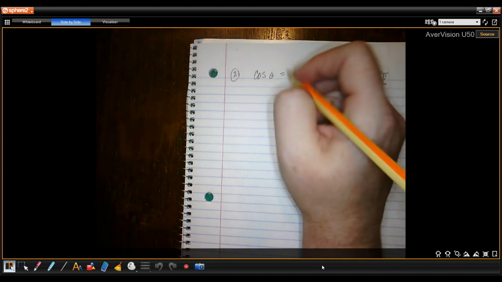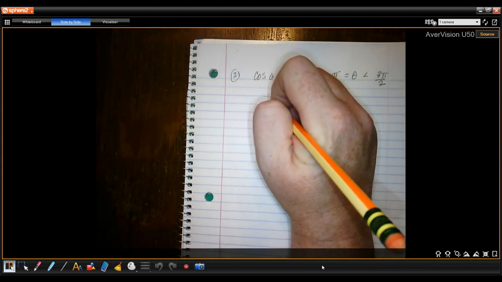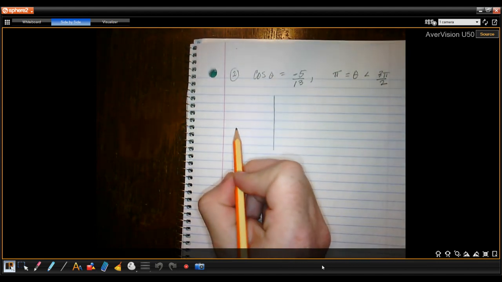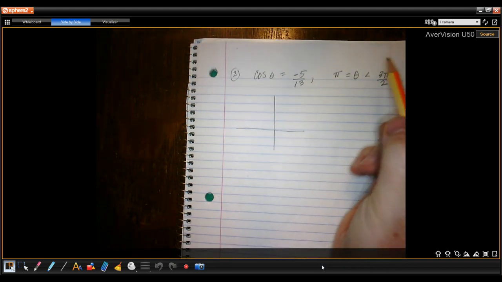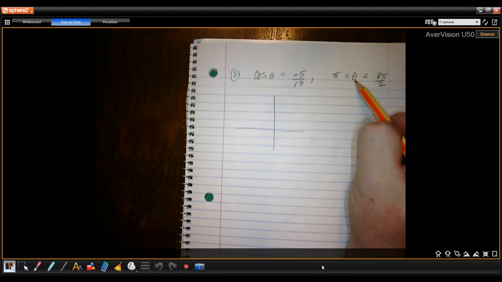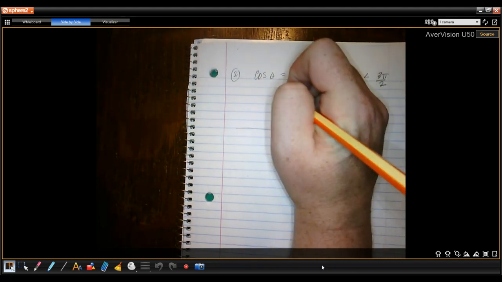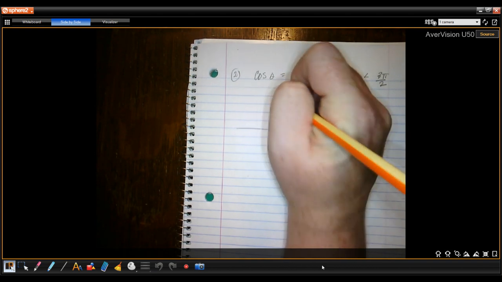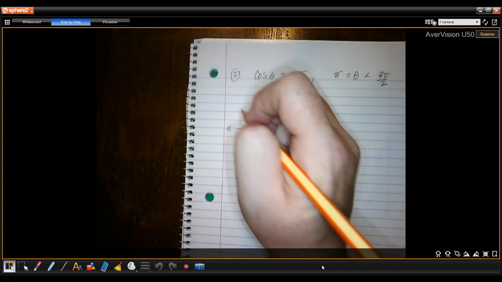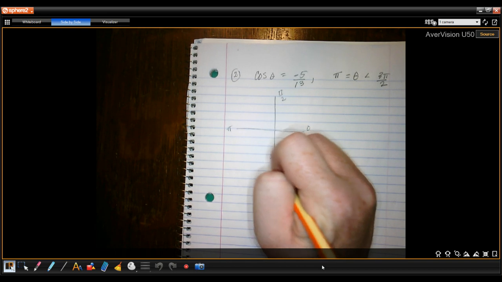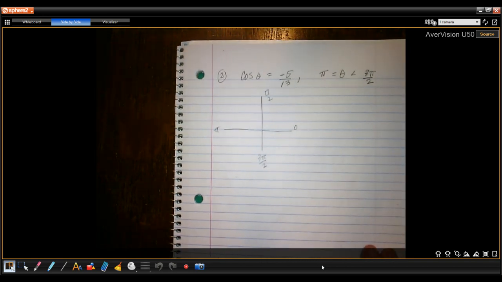So this is how I approach it. You can draw the triangle out if you want to. Okay, so first of all, let's label this again so you know where you are. This is pi halves, this is pi, and this is 3 pi halves. So you need to know where in the unit circle these measures are.